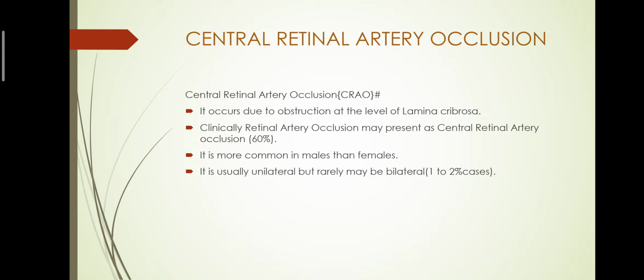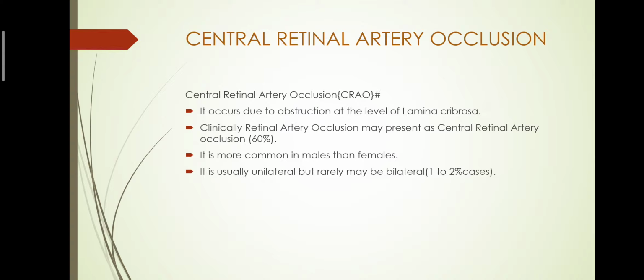The first thing is central retinal artery occlusion. It occurs due to obstruction at the level of the lamina cribrosa, that is at the optic disc, the sclera at the optic disc, which has fenestration, that is the lamina cribrosa. If the obstruction occurs at that level, it can lead to central retinal artery occlusion. But if it occurs ahead, in a branch of the central retinal artery, it can lead to just a branch retinal artery occlusion. So based on the site of obstruction, the clinical presentation will vary.